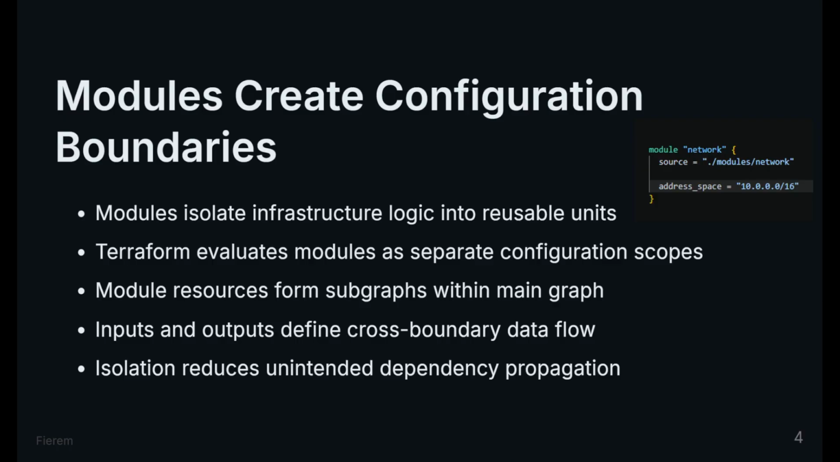A module isolates infrastructure logic into a reusable configuration unit. Terraform evaluates module contents as a separate configuration scope. Resources inside the module become nodes inside a subgraph of the main dependency graph. Only explicitly defined inputs and outputs cross the module boundary. This isolation reduces accidental dependency propagation. Infrastructure behavior becomes deterministic because the graph surface area is constrained.